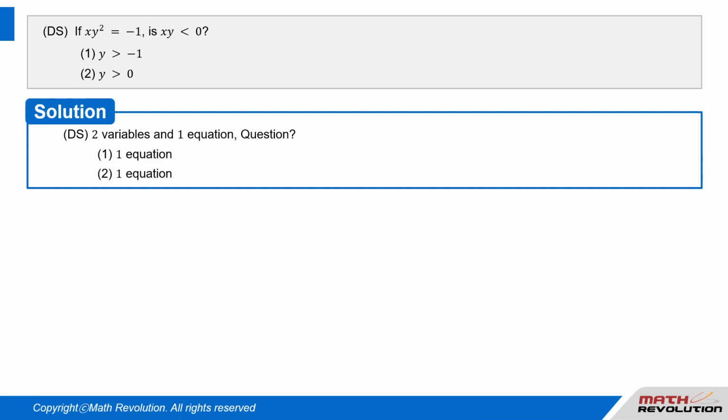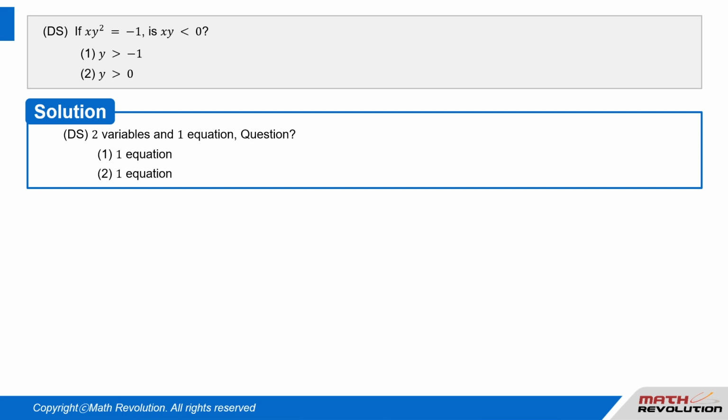Solution. Now we will solve this DS question using the variable approach. DS, two variables and one equation. Question. Condition 1, one equation. Condition 2, one equation. DS question with two variables and one equation. Let the original condition in a DS question contain two variables and one equation.